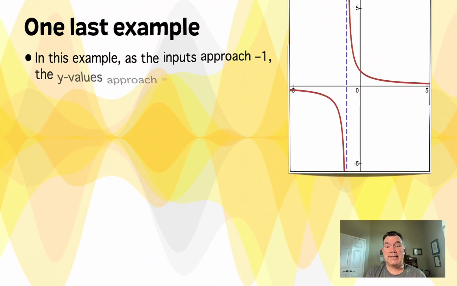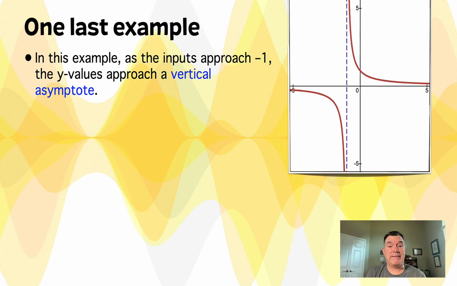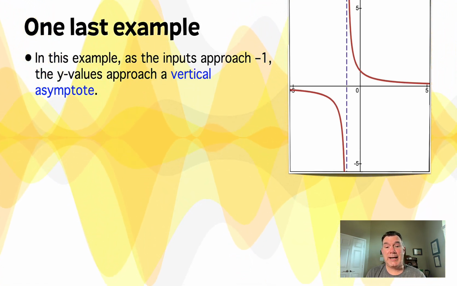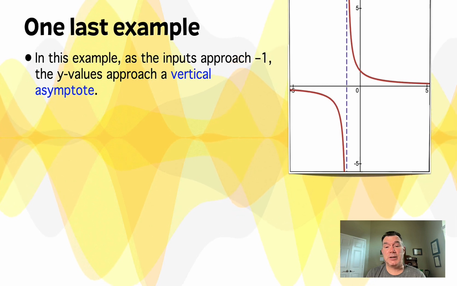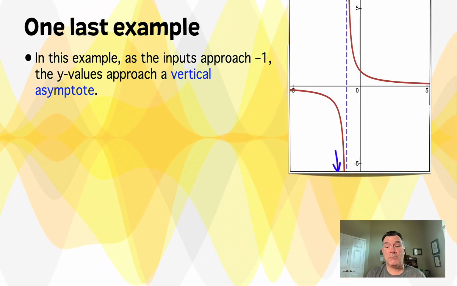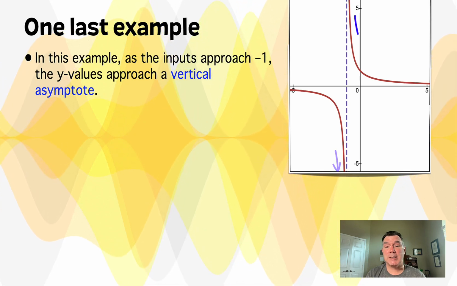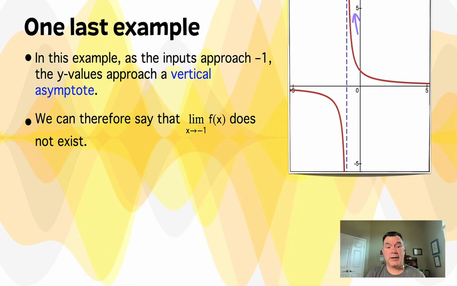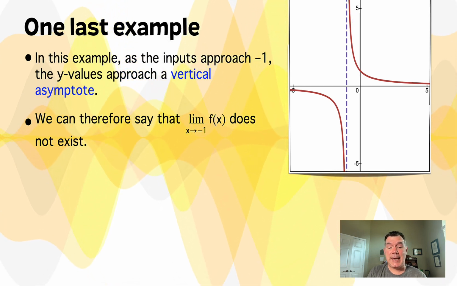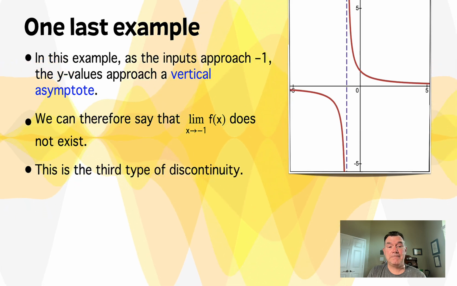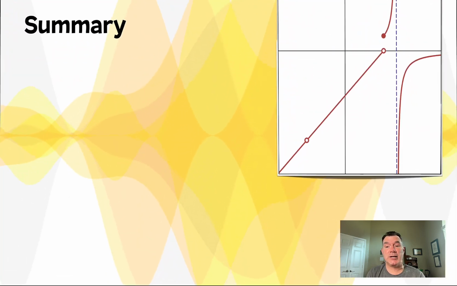And then one last example is where we have a vertical asymptote. And as you can see, there is a discontinuity at x equals -1 because the function goes down to -infinity before x equals -1, and it goes up to +infinity after -1. So there is a vertical asymptote there. And again, we can say that the limit as x approaches -1 of f of x does not exist. Okay, so that's a vertical asymptote. That's the third kind of discontinuity.